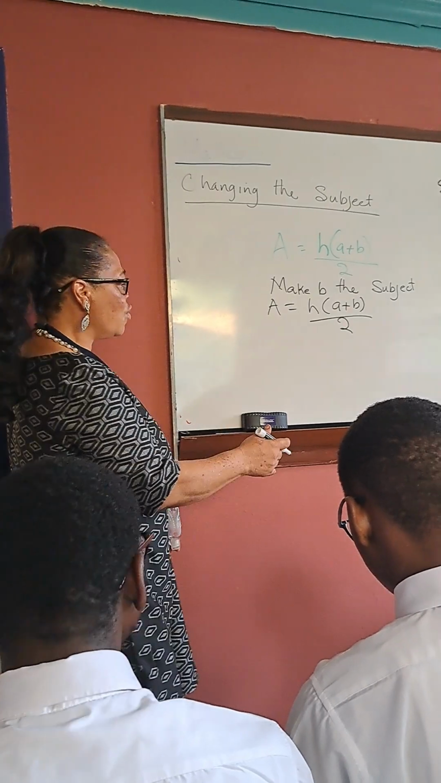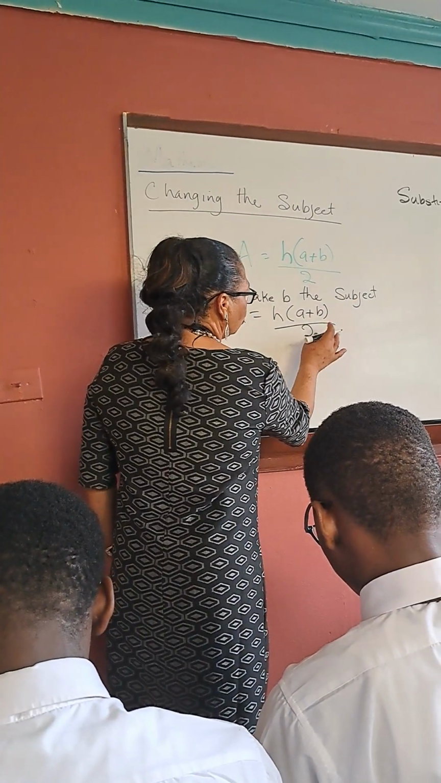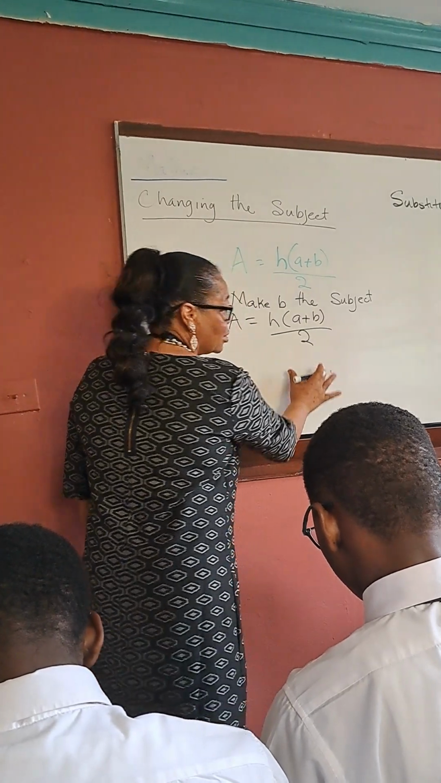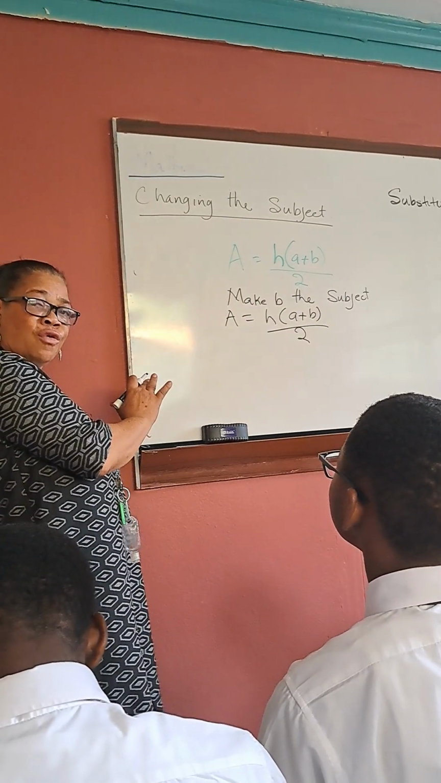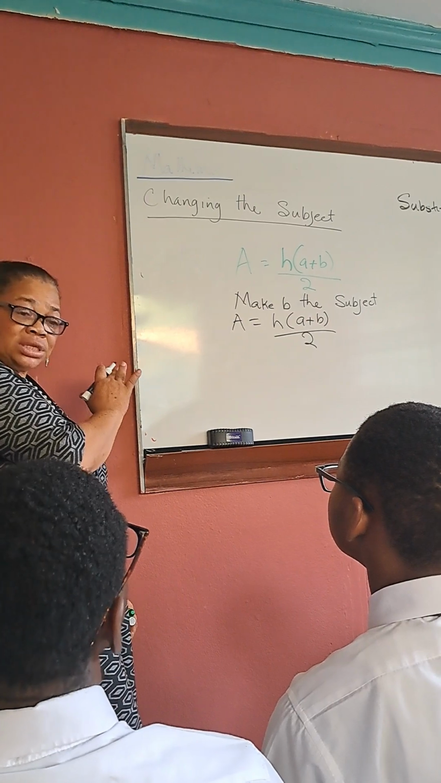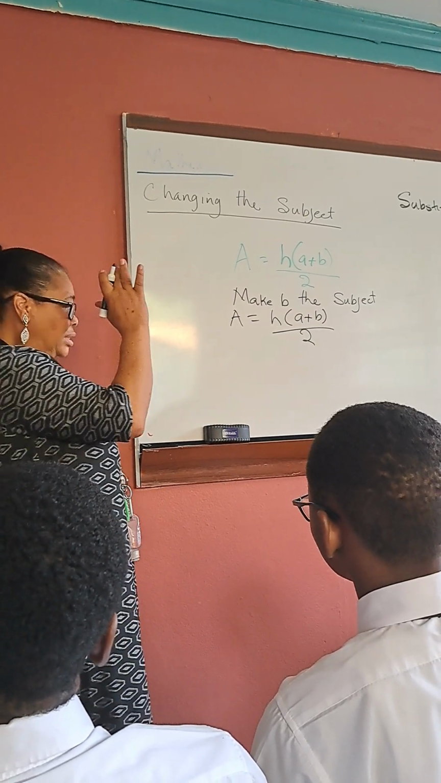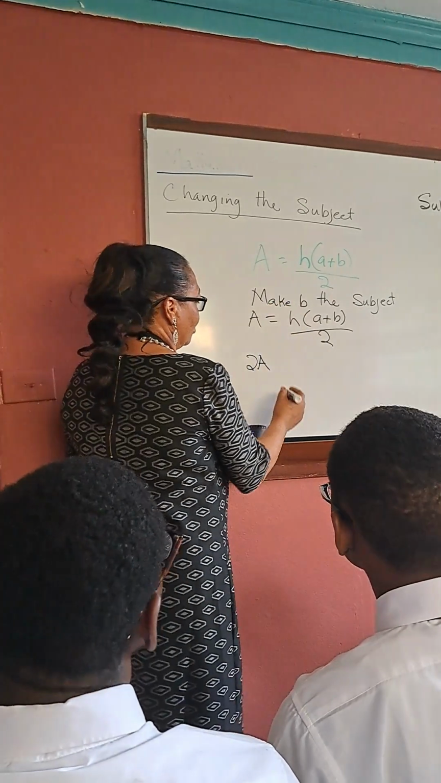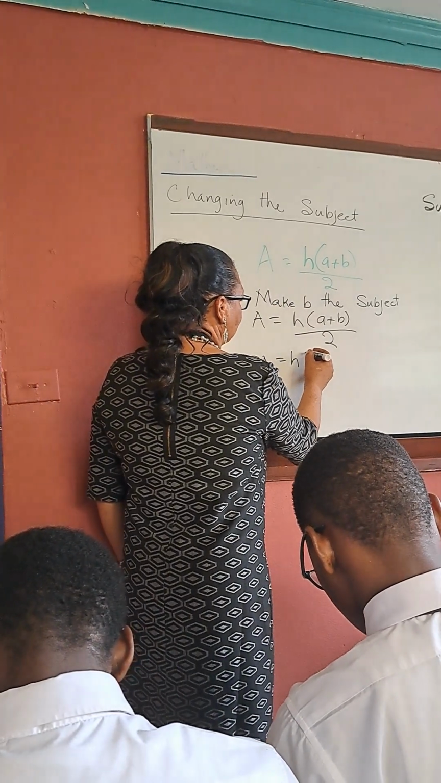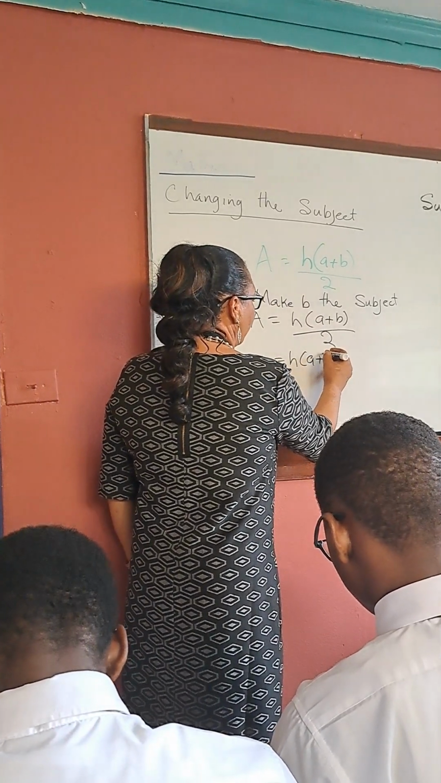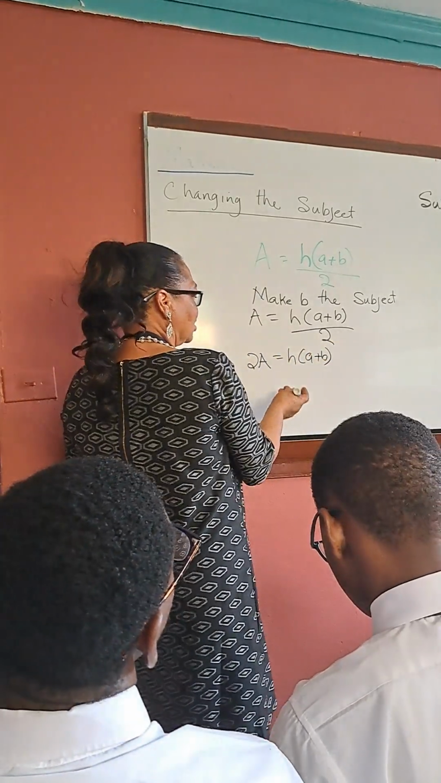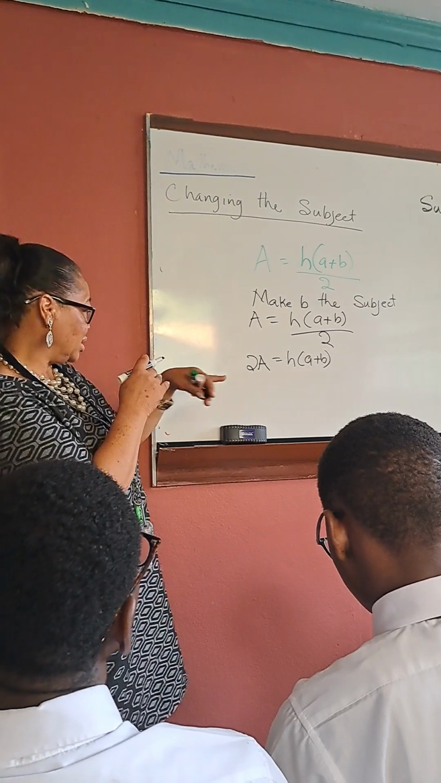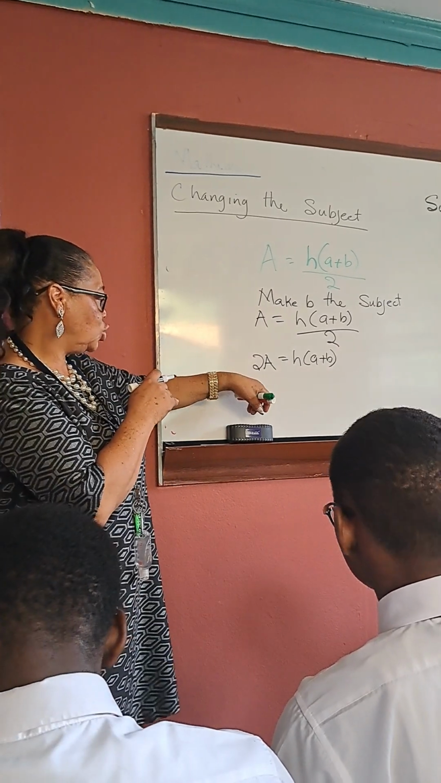And so when I move 2 over, what is 2 doing when it's over here? Dividing. So when I move 2 over, it is now going to be doing the opposite: multiply. So this now becomes 2A equals H times A plus B, and nothing else is there because I've already brought the 2 over. So I'm multiplying by 2.